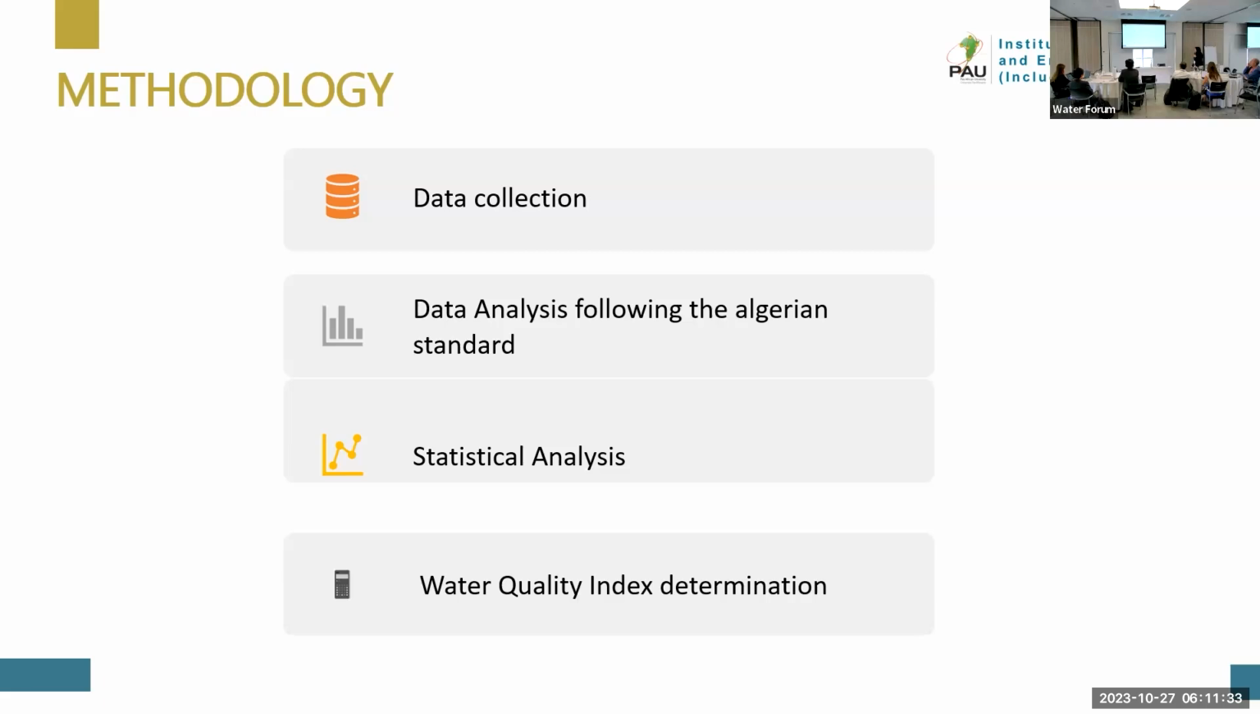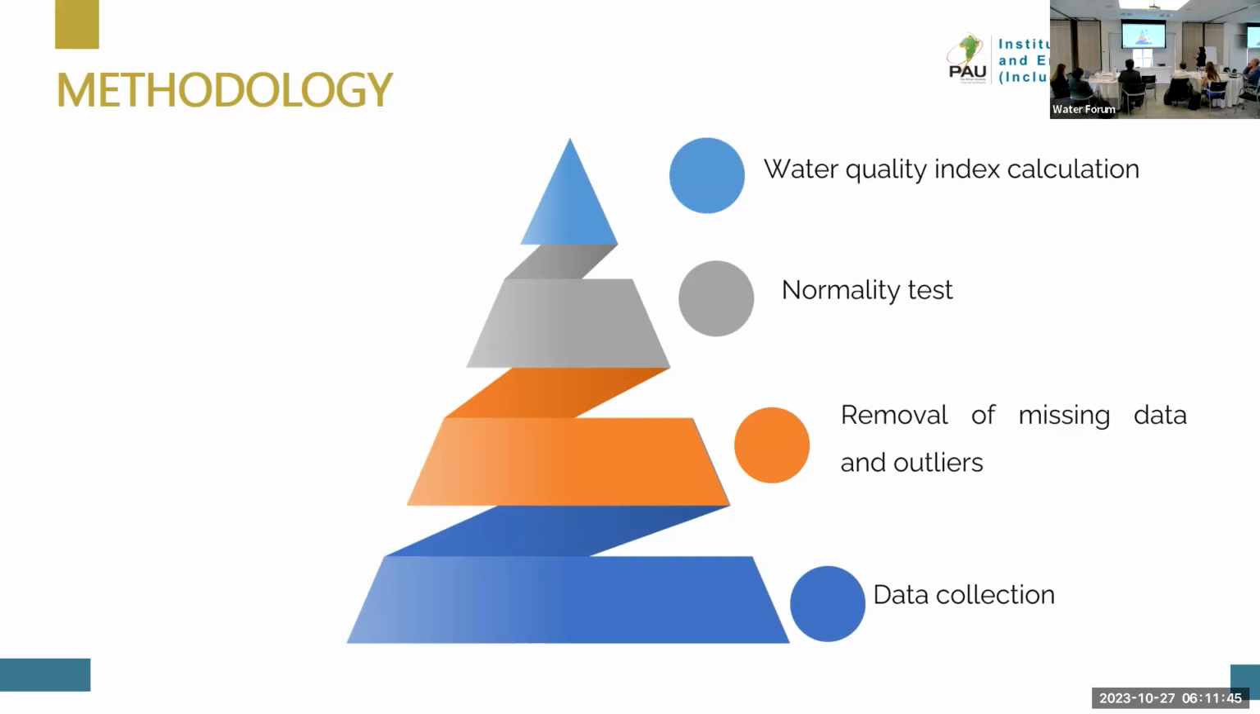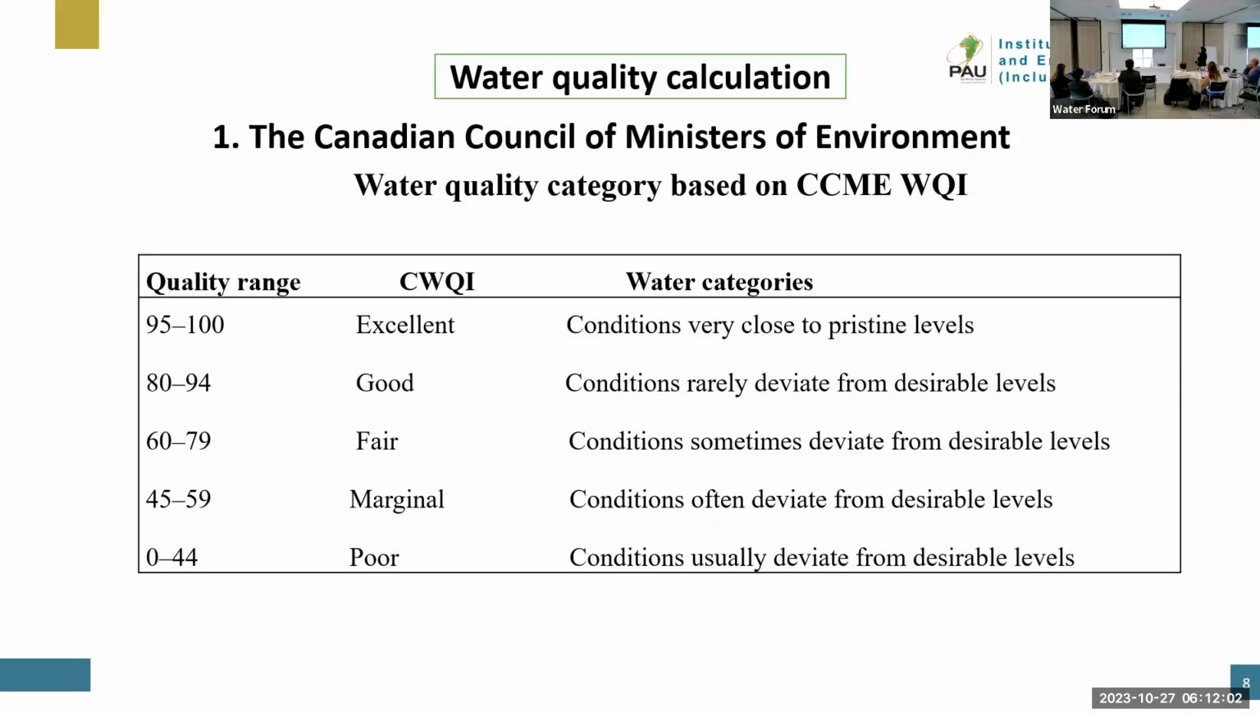The methodology: the first step is data collection and data analysis following the Algerian standard, then the statistical analysis, and then the water quality index determination. For the data collection step, we have to remove the missing data and the outliers, then test the normality, and then calculate the water quality index or indices. The first method is called the Canadian method, from the Canadian Council of Ministers of the Environment. There are 5 ranks. We have to calculate.